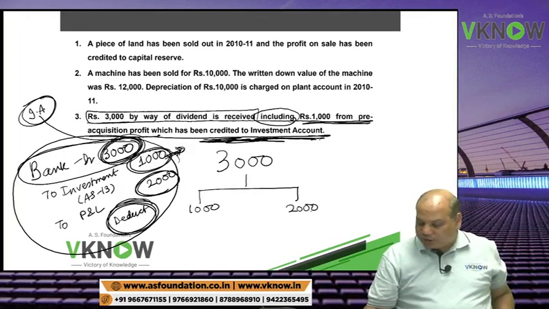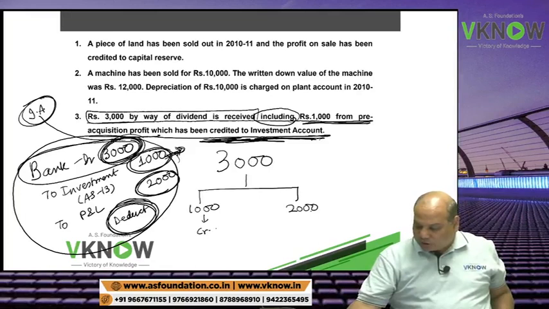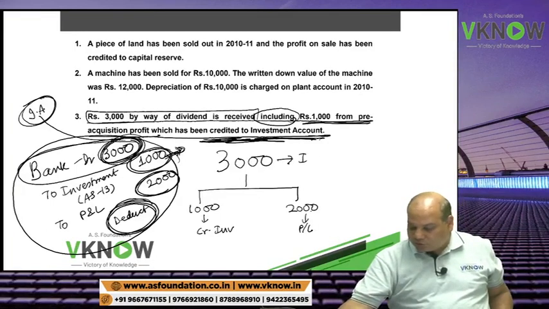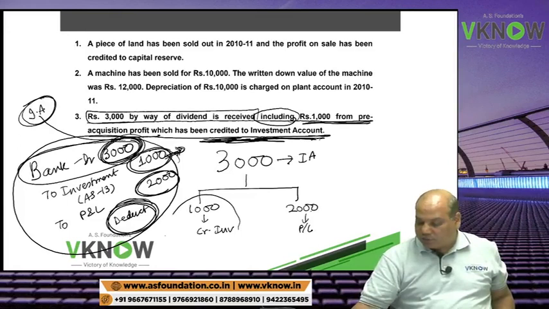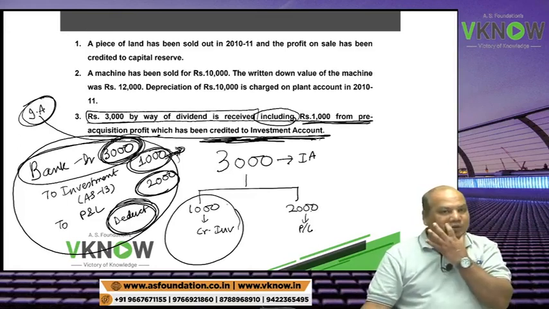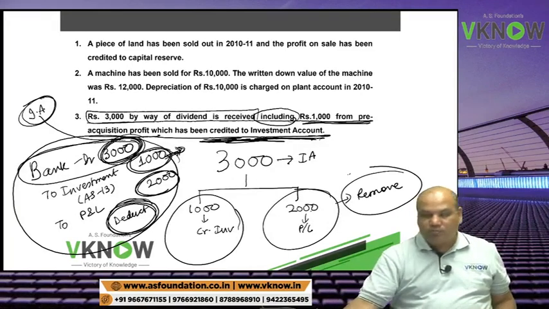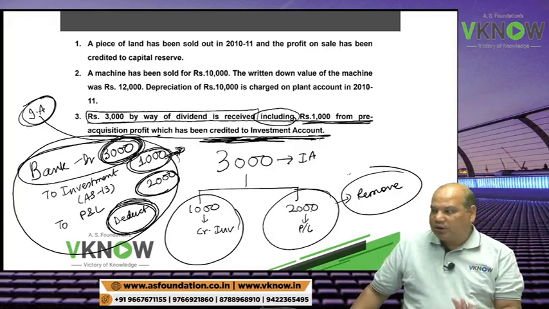So this will be the treatment. 1,000 you credit to investment account, 2,000 was credited to P&L account. In cash flow statement, 3,000 will be shown in investment activity. Investment account credit side write 1,000, and from P&L account remove 2,000 because it is an investment activity item.